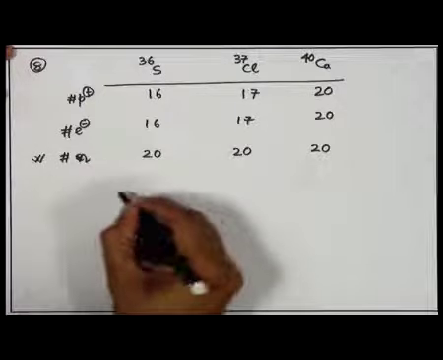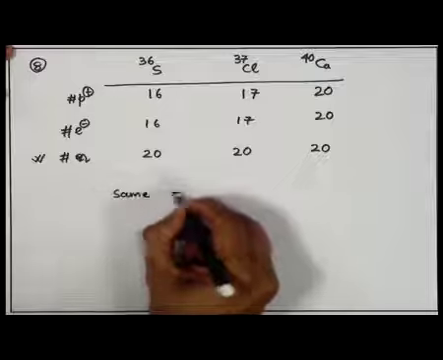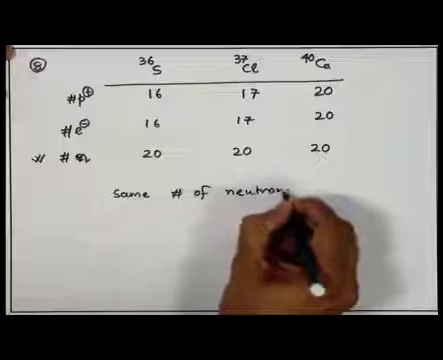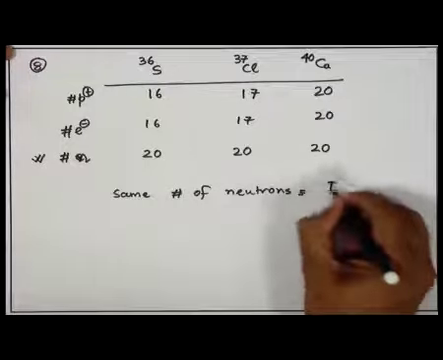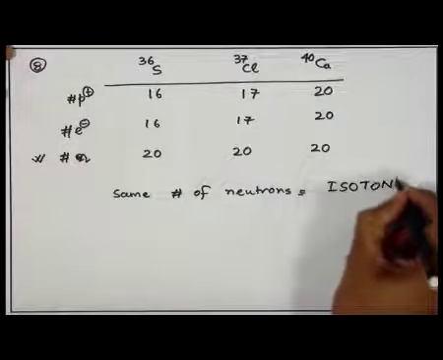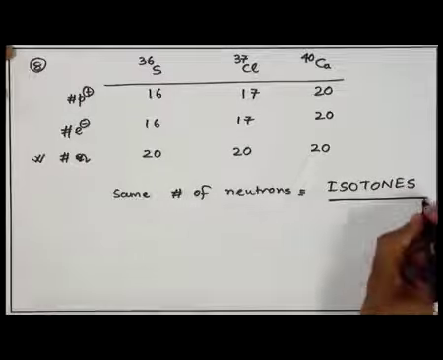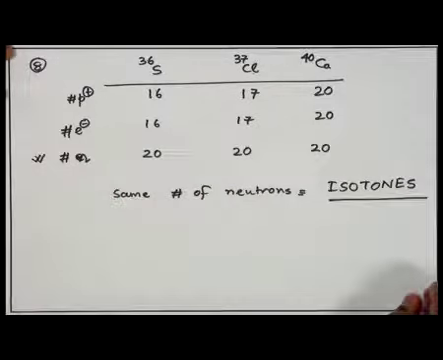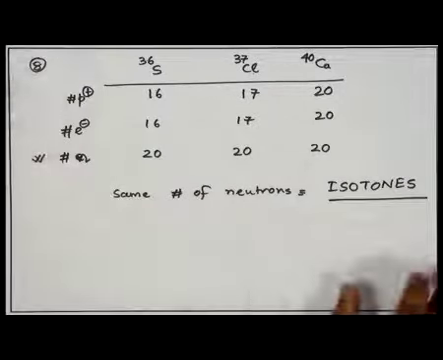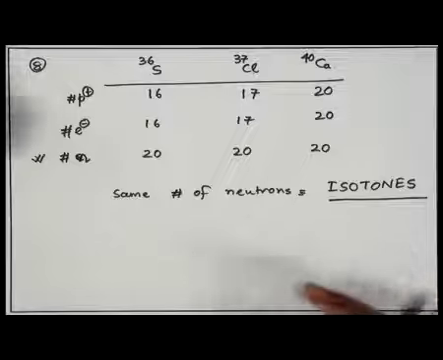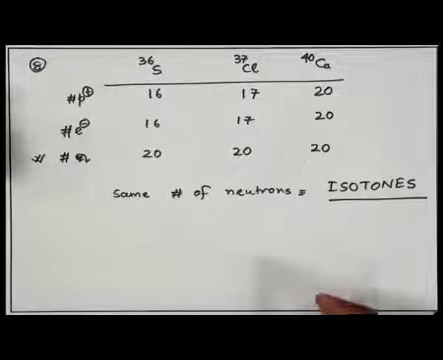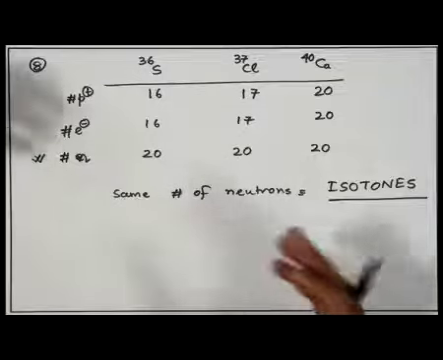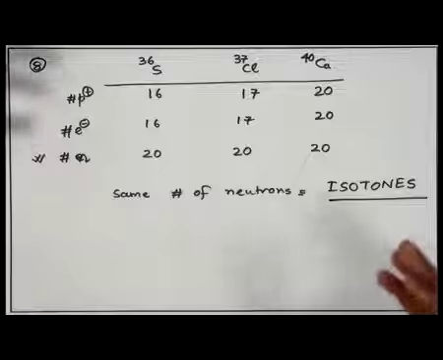So, they have the same number of neutrons. When we have such a situation, we call them isotones, when the number of neutrons is equivalent in two or more species. So, in this way we learned how to use the number of electrons, protons, and neutrons to define an atom, and how we can discuss isotopes, isobars and isotones.